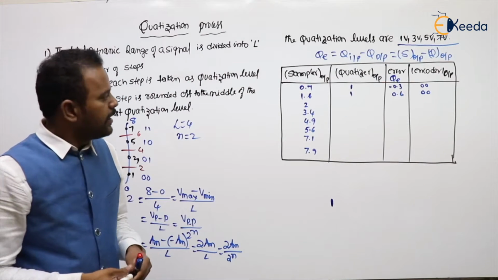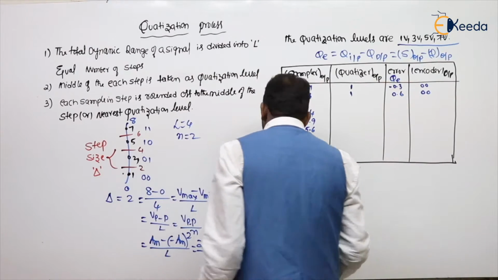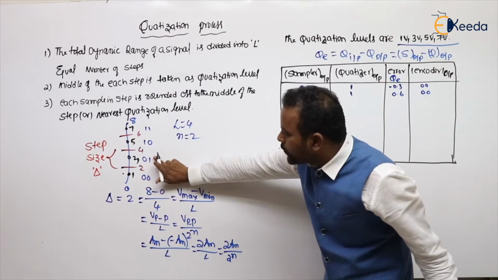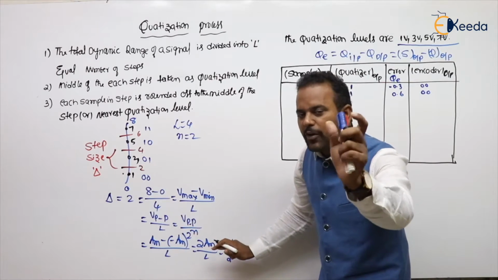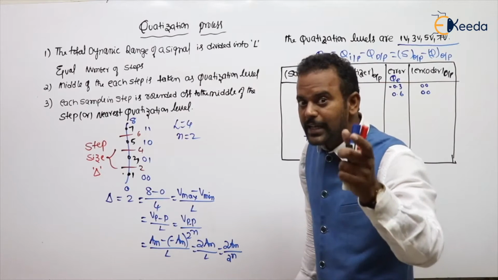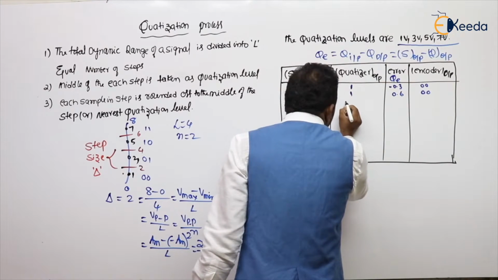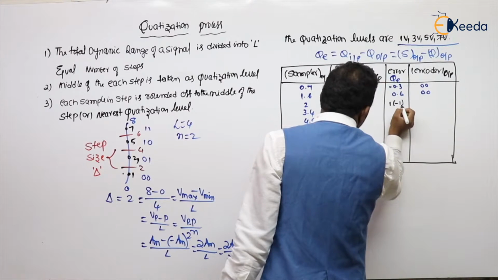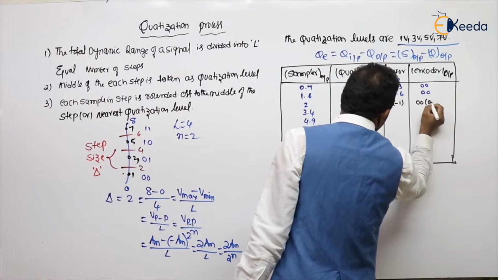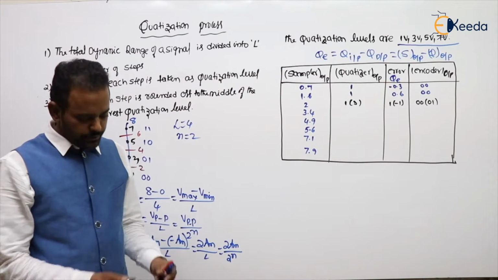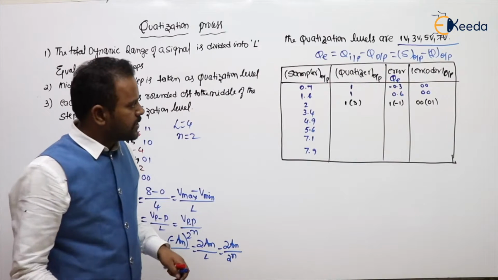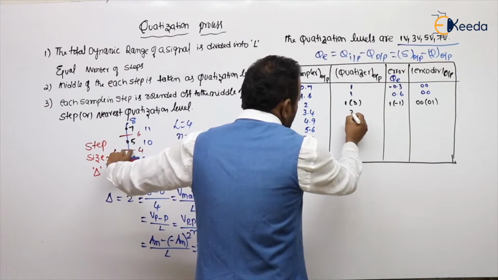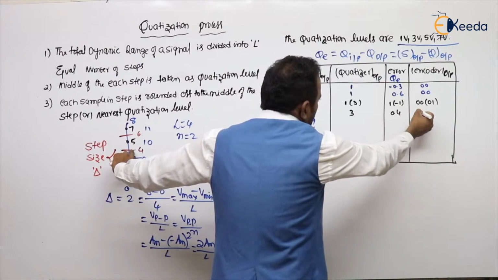Next to follow. Here 2 volt. If you see, exactly 2 volt is the boundary of the step. Whether you round off to 3 or to 1, the error will be the same. So 2 can be rounded off to either 1 or 3. If you round off to 1, error is 1 volt. Rounding off to 3, error is minus 1. 1 means 00, 3 means 01. Next, 3.4. If you observe, 3.4 in the second step is rounded off to 3, error is 0.4, code is 01.